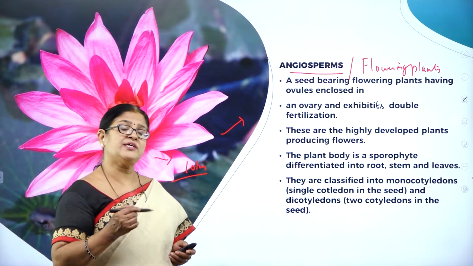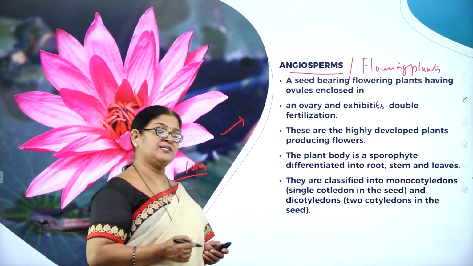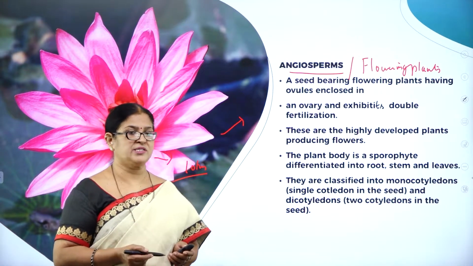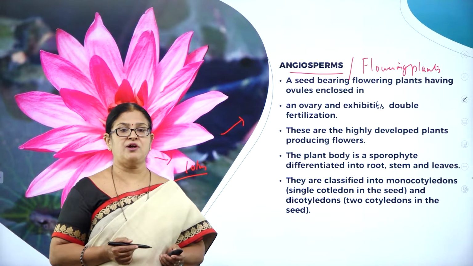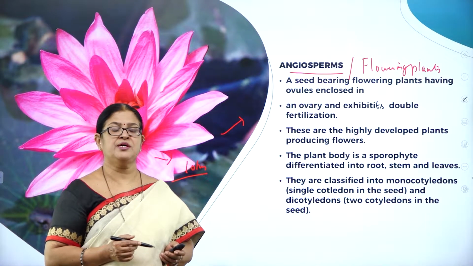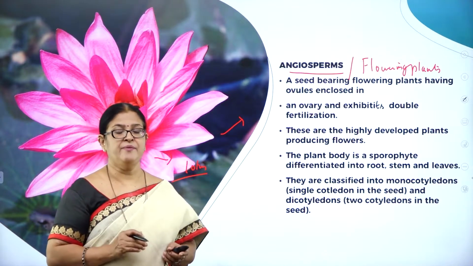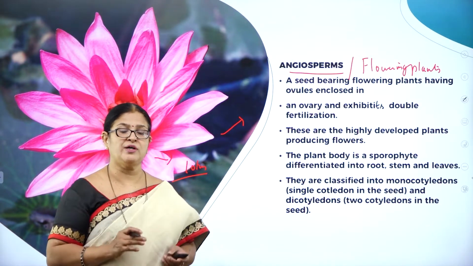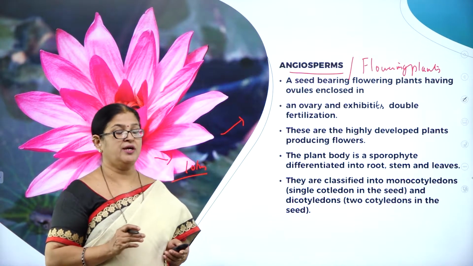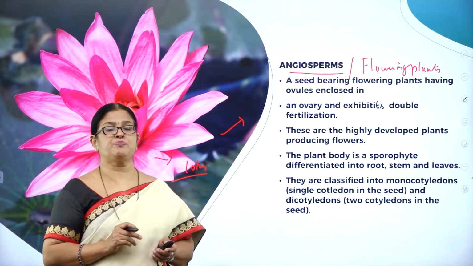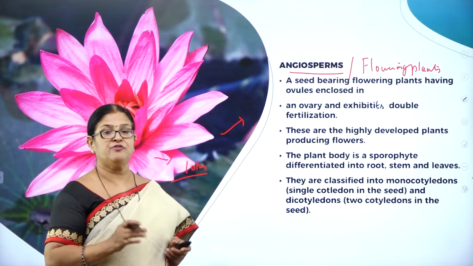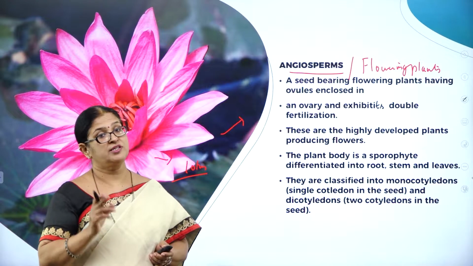In the last session we have studied that gymnosperms are called non-flowering plants, whereas angiosperms are called flowering plants. Also, we have come across in gymnosperms that the seeds are naked. That means they are not covered by a definite fruiting wall or fruiting structure. But in the case of angiosperms, the seed is covered by a definite fruiting structure.